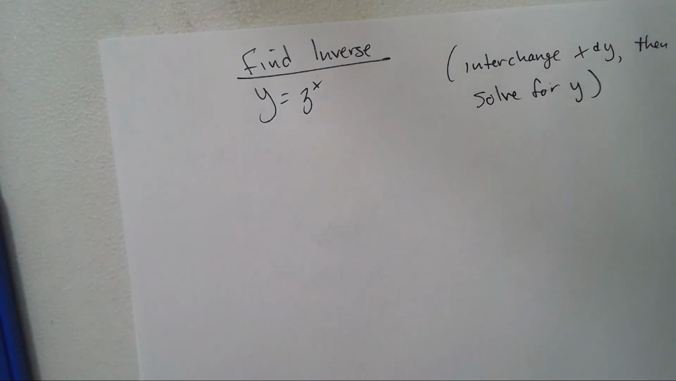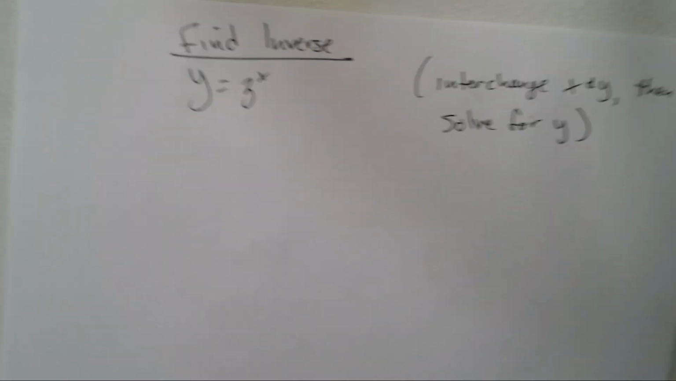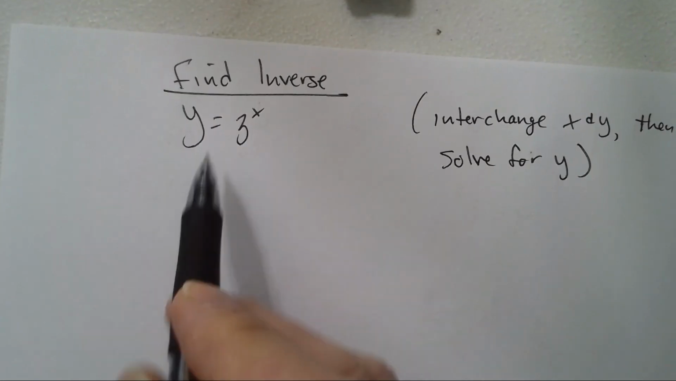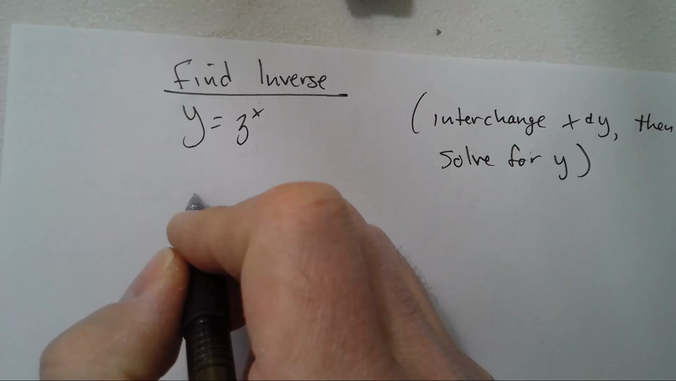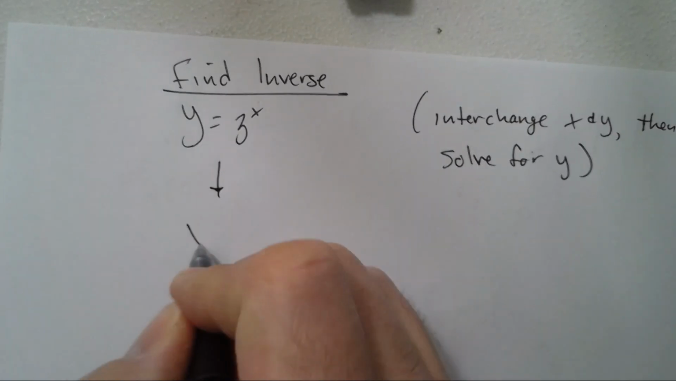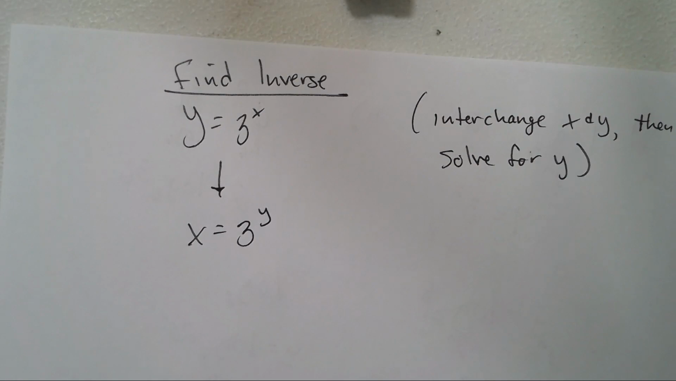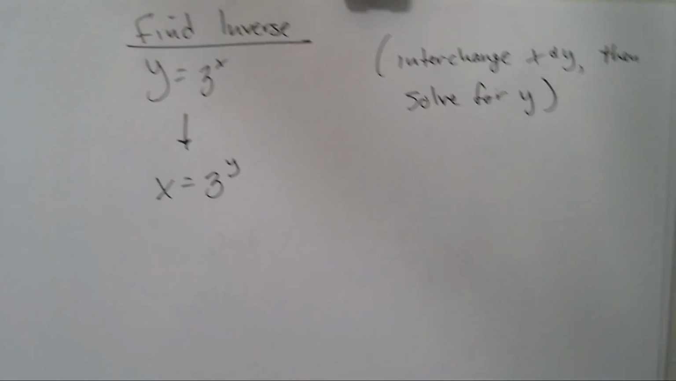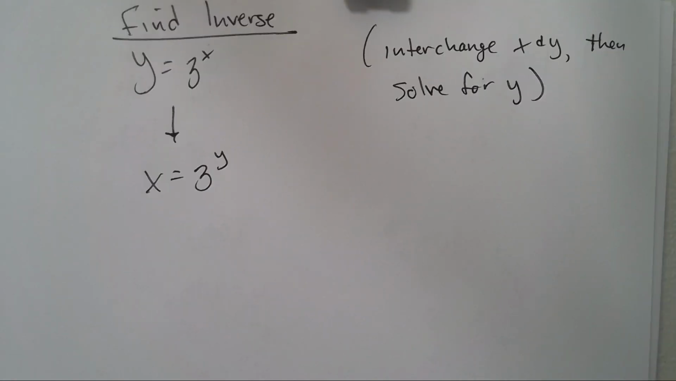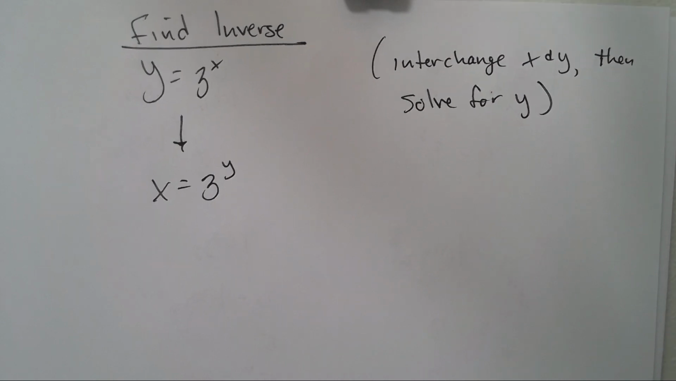Okay, so y equals 3 to the x. We're going to find the inverse of that. We'll say x equals 3 to the y, and now we need to solve for y. Okay, so we have to get y by itself.